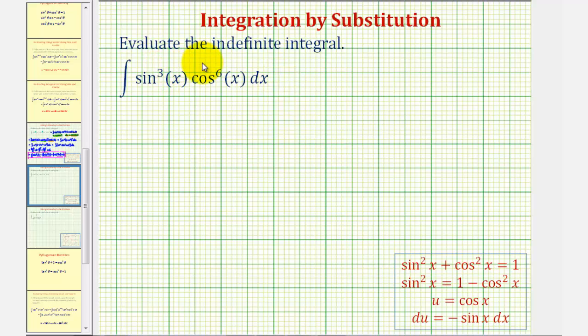We want to evaluate the indefinite integral or determine the antiderivative. When our integrand contains powers of sines and powers of cosines, the trig function with the odd power or odd exponent indicates our strategy. Notice our integrand contains sine cubed x, so the power on the sine function is odd, and it also contains cosine to the sixth x, where the power on the cosine function is even.